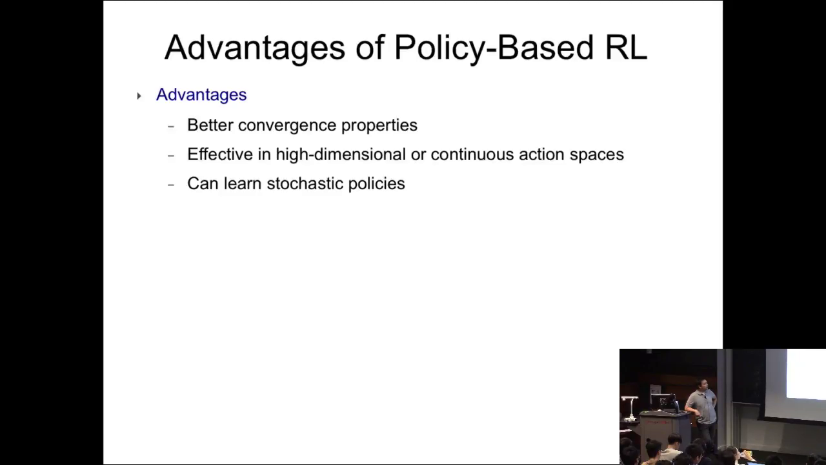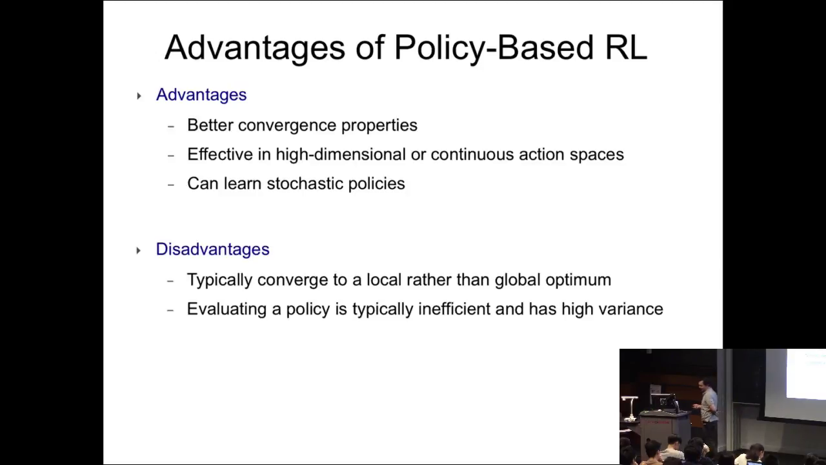Okay, so the advantages of policy-based methods: sometimes you have better convergence properties. It can be effective in high-dimensional and continuous action spaces, and you can also learn stochastic policies, right? Because the policy that you can characterize could be the distribution of the possible actions that you need to take. So in principle, your policy could be stochastic.